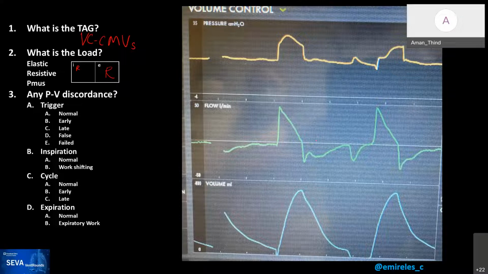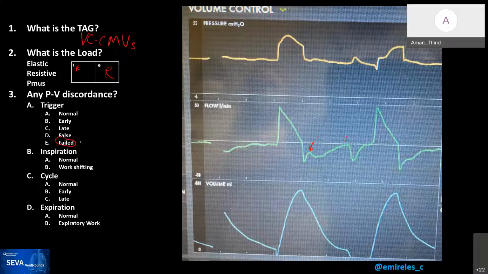The big thing that I see, however, is that during the later part of expiration, the flow moves towards the baseline. So I think this is PMUS for sure. The patient's trying to take a breath in. And so this is a case of failed trigger right here, is what I would say.